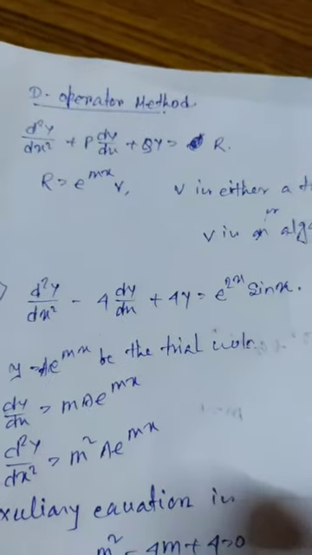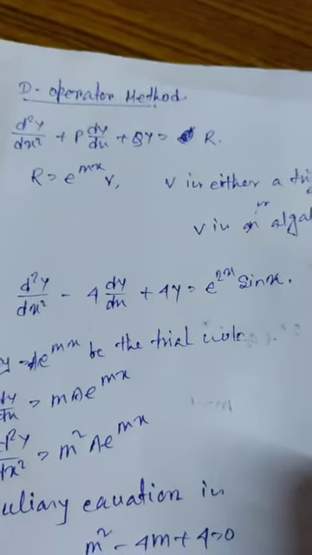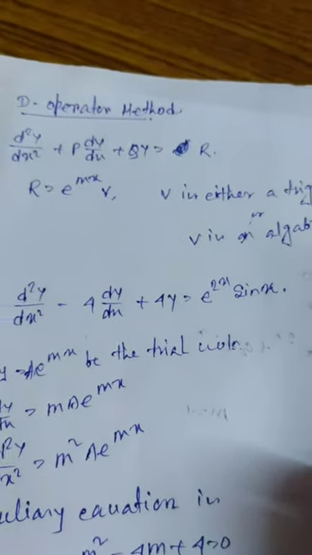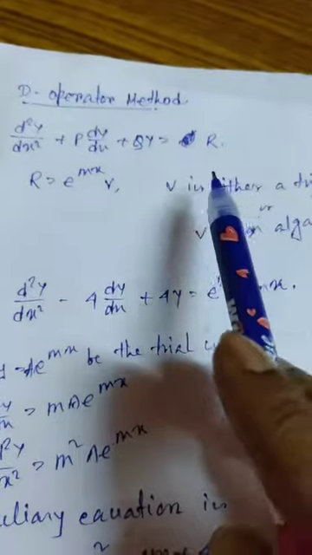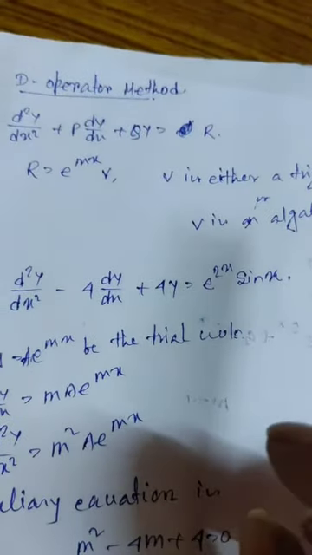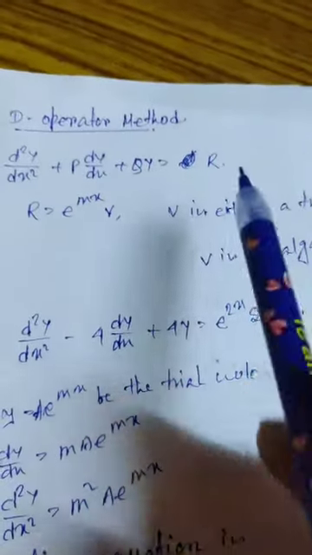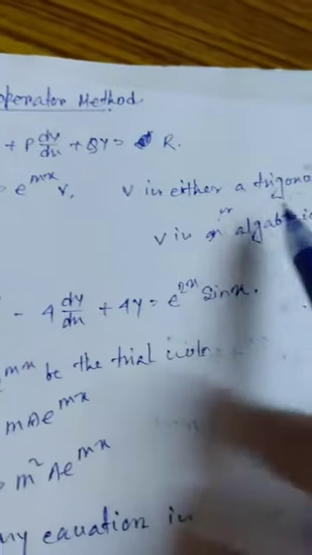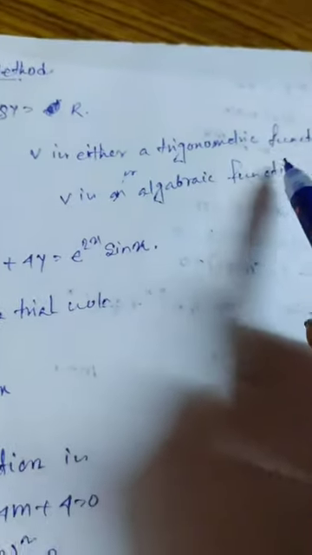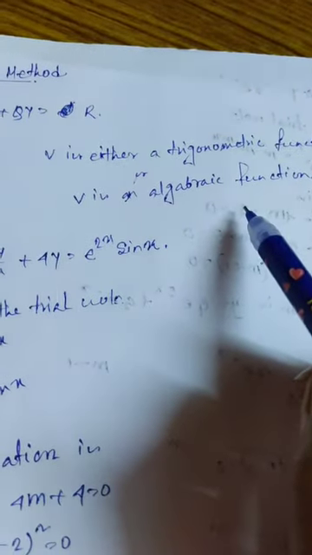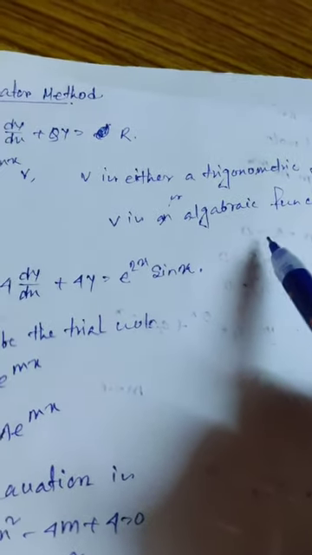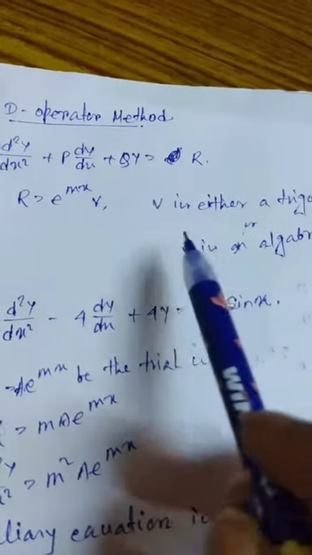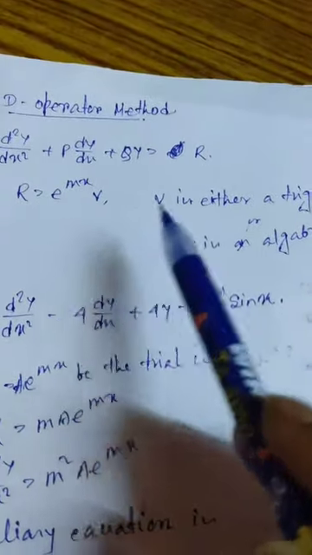Hi guys, in this video we will discuss the D operator method when the right hand side of the second order differential equation is of the form r equals e to the power mx into v, where v is either a trigonometric function or an algebraic function. So here I will take two problems: one where v is a trigonometric function and one where v is an algebraic function.